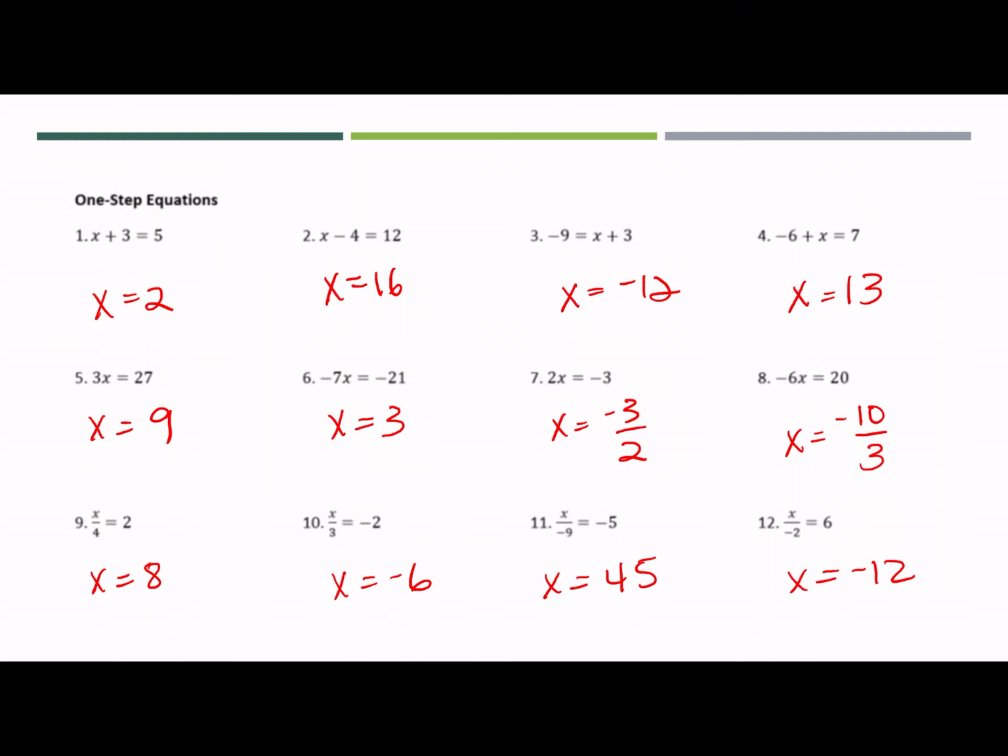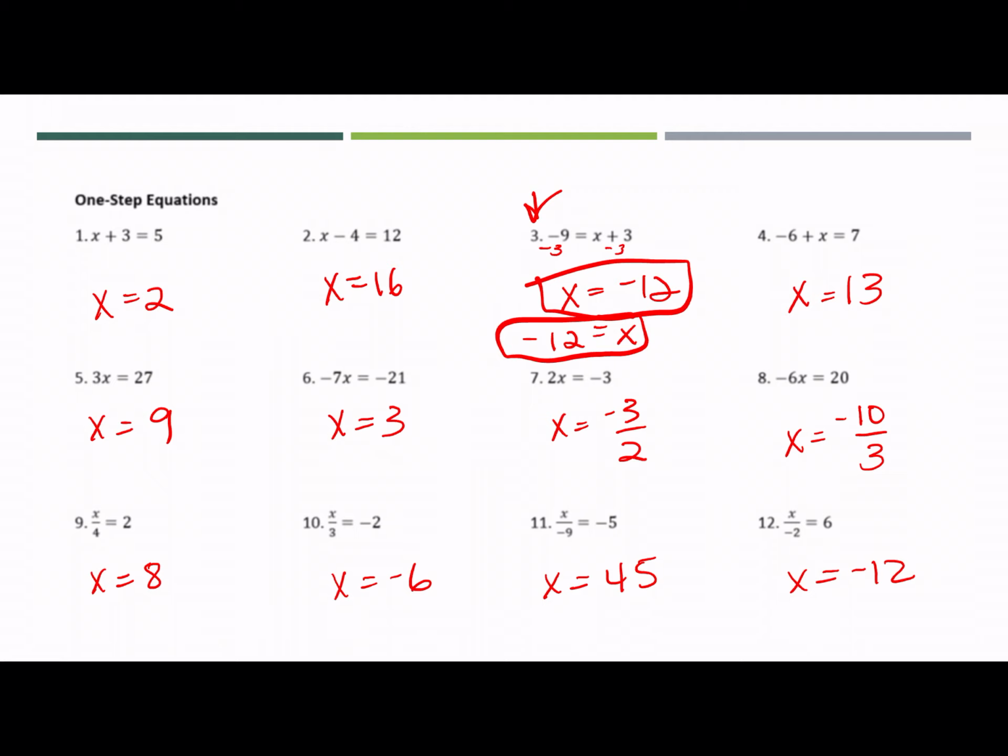Now, one thing I want to point out, especially for problem number 3. For problem number 3, you may have written your answer as -12 is equal to x because you might have subtracted 3 from here. And so on the left-hand side, you got -12, and on the right-hand side, you got x. That is totally fine. X is equal to -12, and -12 equals x. They mean the same thing. So either of these answers are perfectly acceptable.